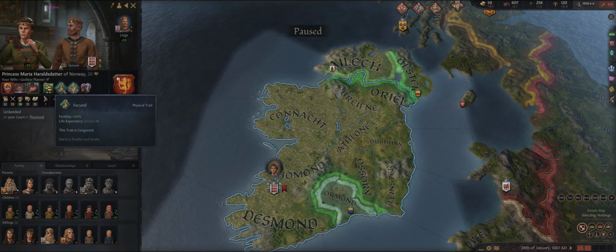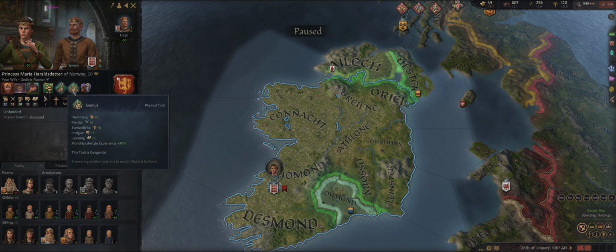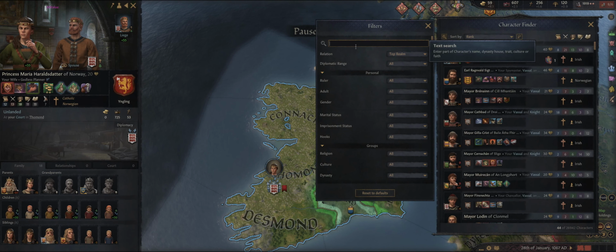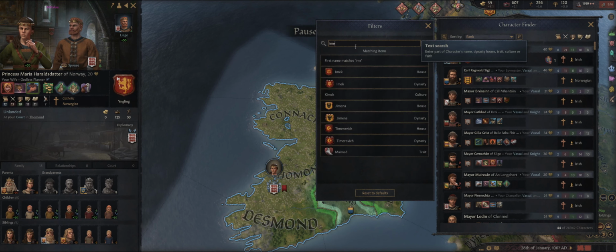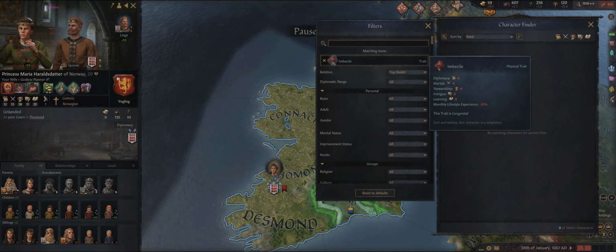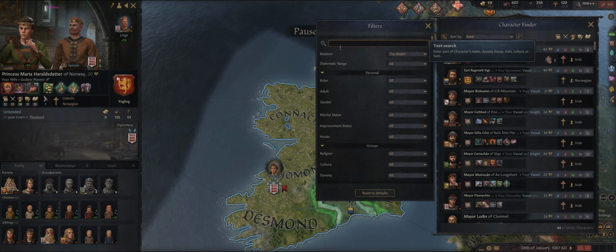You're also going to have to be aware that you might end up introducing some traits that you do not want as well. So fecund and genius are fantastic traits, but if we press C and have a look at the character screen here, we could look for something like imbecile. That is a congenital trait, and it is really, really bad. -8 in all your stats and -30 lifestyle experience, not what you want on your characters. However, that's like one of the worst case scenarios.